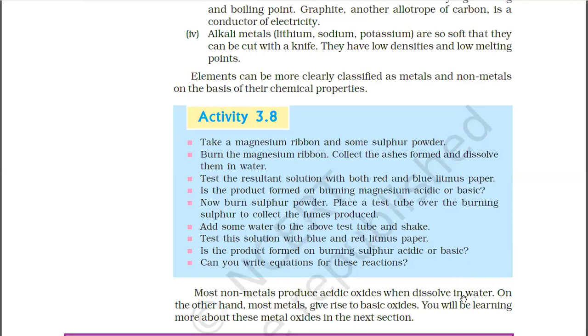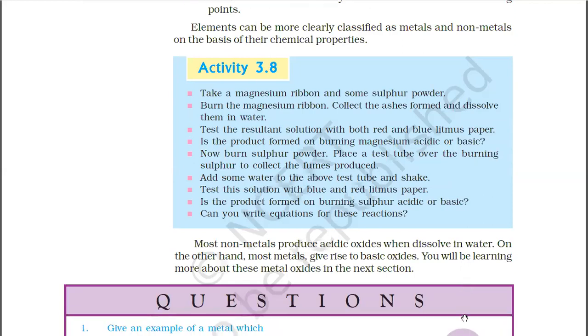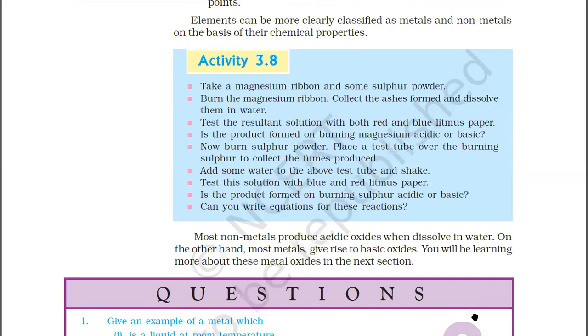Now burn sulfur powder. Place a test tube over the burning sulfur to collect the fumes produced. Add some water to the above test tube and shake. Test this solution with blue and red litmus paper. Is the product formed on burning sulfur acidic or basic? Can you write equations for these reactions?